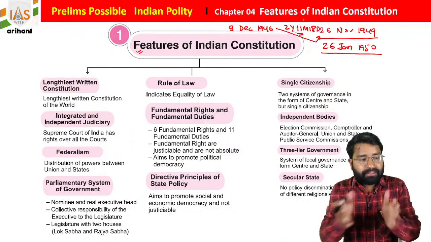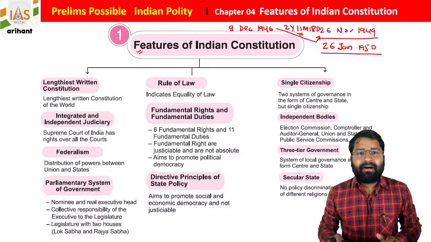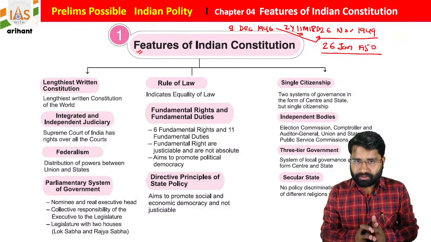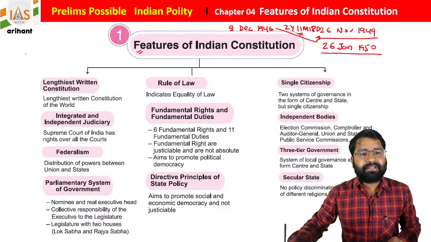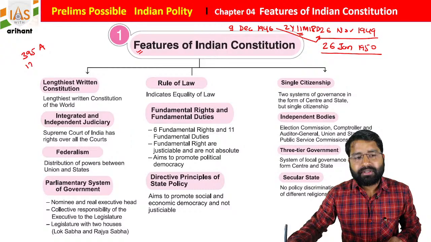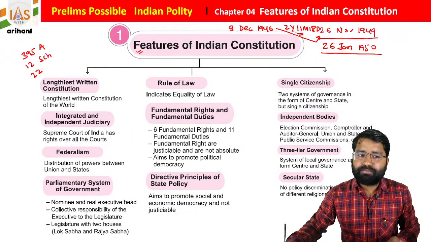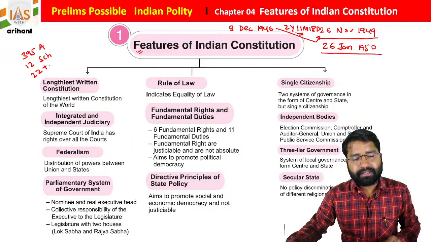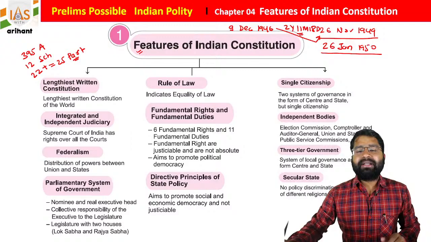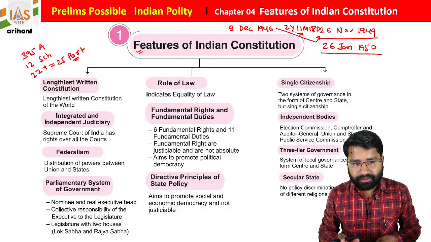Another very important point about the Indian Constitution, it is the world's lengthiest constitution. As you know, it has 395 articles. It has 12 schedules. Along with that, initially 22 parts, but a few sub parts were added, so it is now 25 parts also. So it is the world's lengthiest constitution, as well as a written constitution.